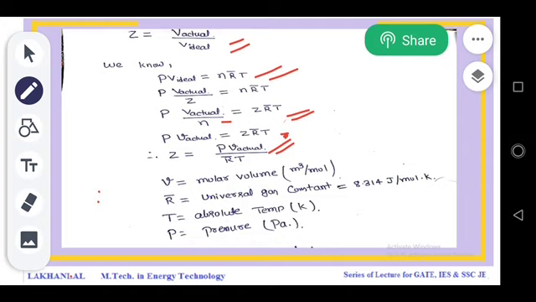Now keep this in mind, that R universal is 8.314 joule per mole Kelvin. T is your absolute temperature in Kelvin. P is pressure in Pascal, and V is your molar volume. If R is 8.314 kilojoule, then it is going to be kilomole per kilomole.